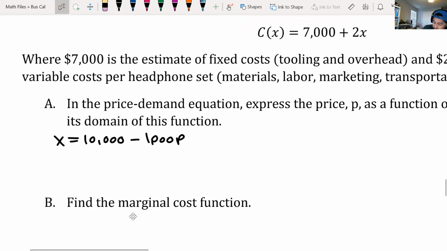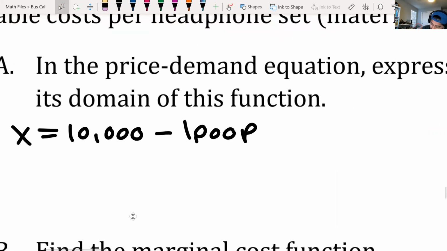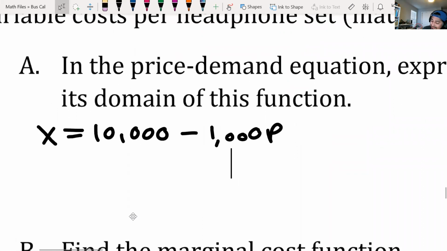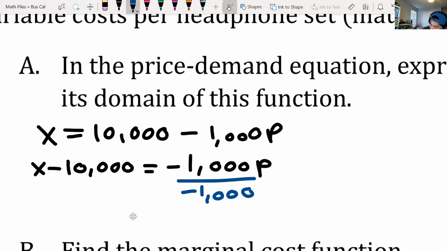So what we're going to do first, like I said, is solve for P. The first thing I'm going to move over is that 10,000 to the left. So I'm just going to subtract it, and you'll get X minus 10,000 equal to negative 1,000P. And then you'll divide everything by negative 1,000.